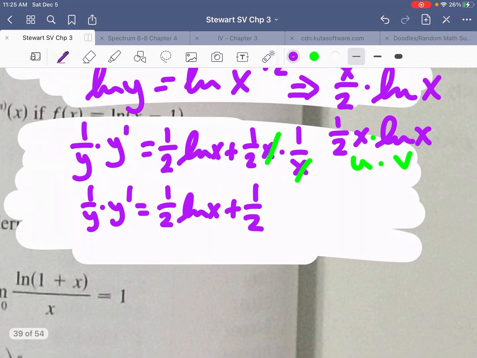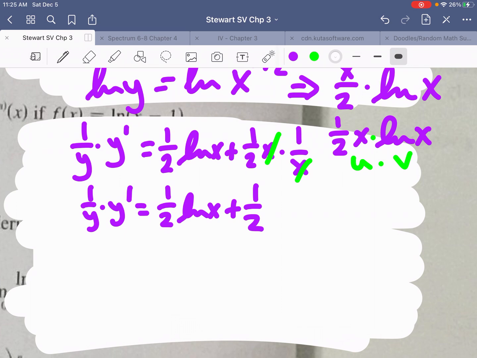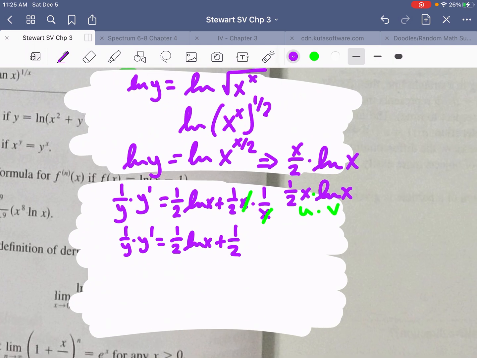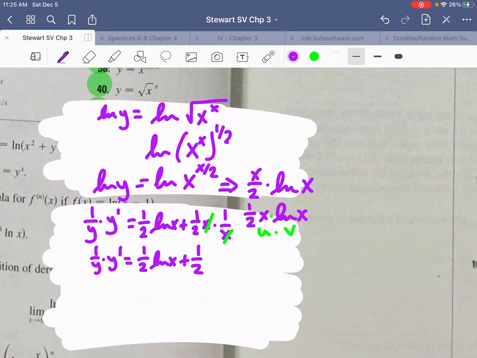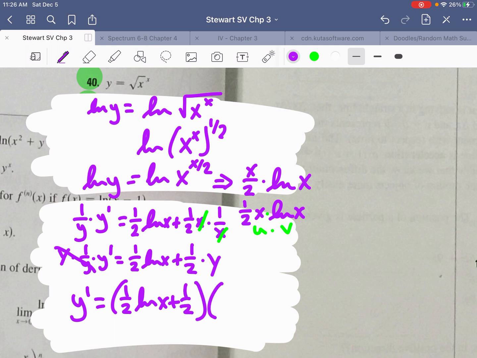Now, I don't like that I have this 1 over y over here. So what I need to do is multiply both sides by y. And if I go back to originally what I had, y is the square root of x to the x power. So if I multiply both sides by y, that cancels out, and I get y prime equals, and what I'm going to do here at the end is just replace y with what it was equal to, square root of x to the x power. And that would be your answer right there.